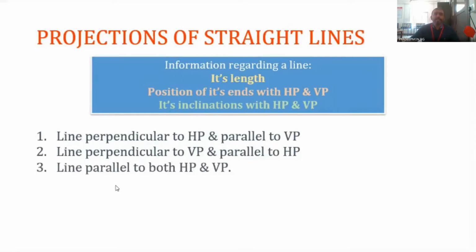The third condition is a line which is parallel to both HP and VP. Today we will discuss only up to this, that is the third condition. So the line is parallel to both HP and VP.